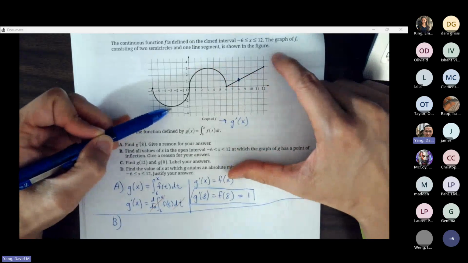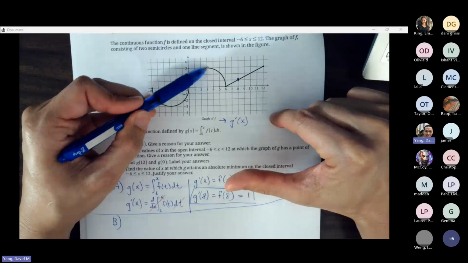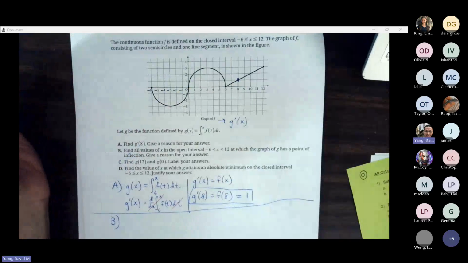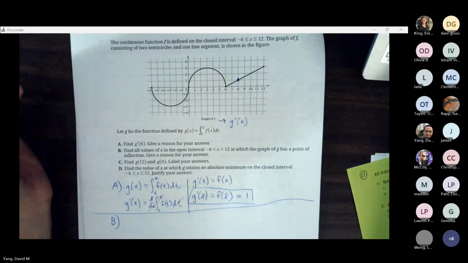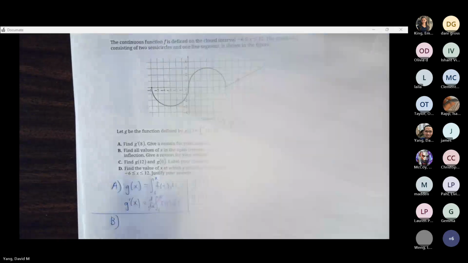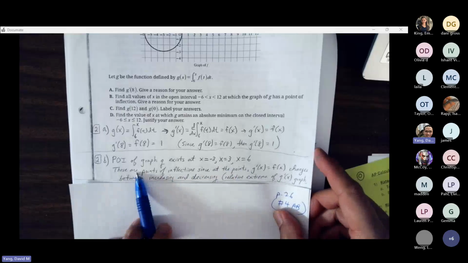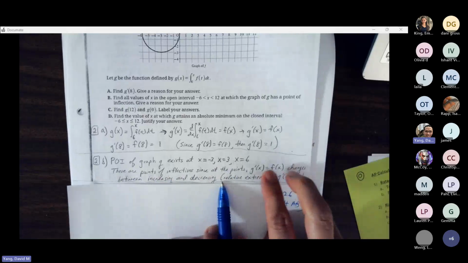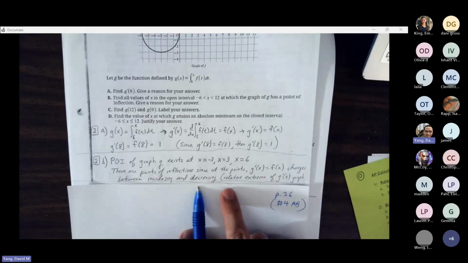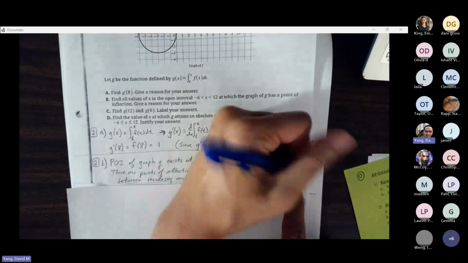So points of inflection of my g graph will be at -3, at 3, and at 6. So points of inflection exist at -3, 3, and 6. These are points of inflection since g prime changes between increasing and decreasing, basically the relative extrema of the g prime graph.